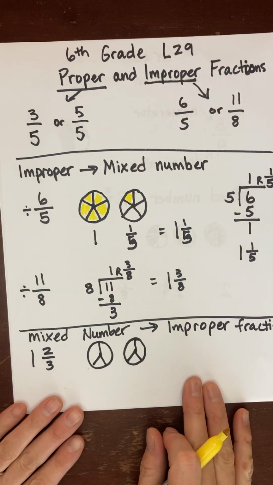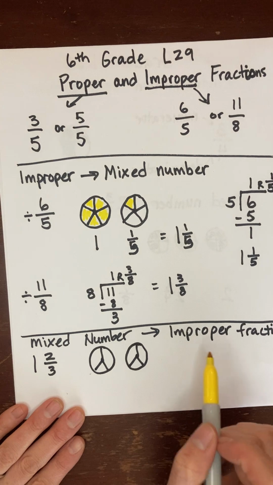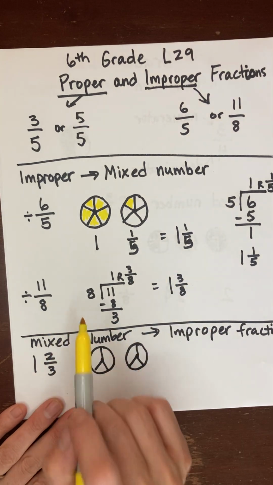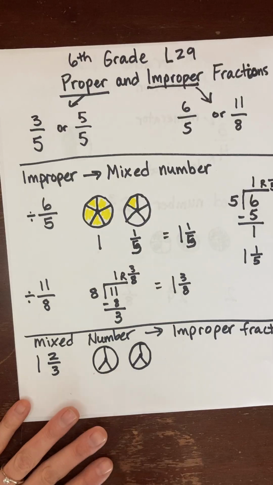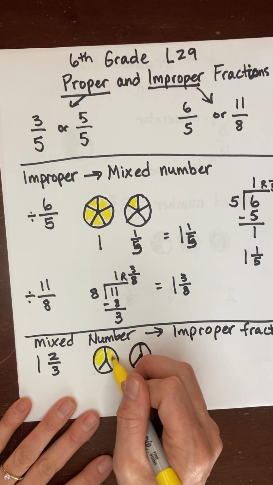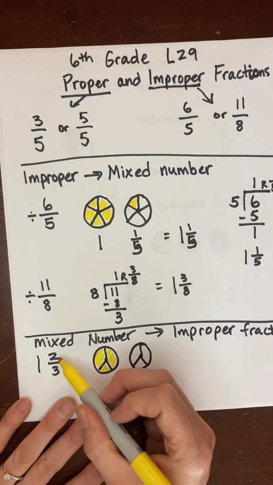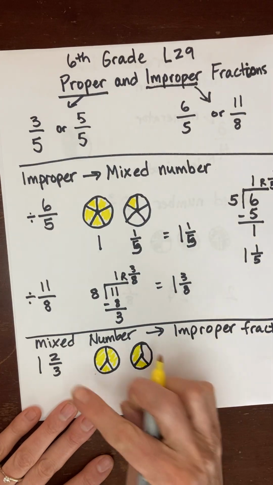The last part of this lesson is being able to take a mixed number and convert that into an improper fraction. So just the reverse of what we did up here. So let's take the mixed number 1 2/3. I'm going to draw a picture so we can see it first. So I've got one whole, so I need to color in the whole with all the pieces. And then I have 2 more pieces in the last one. So 1, 2. And this would be my 1 2/3.